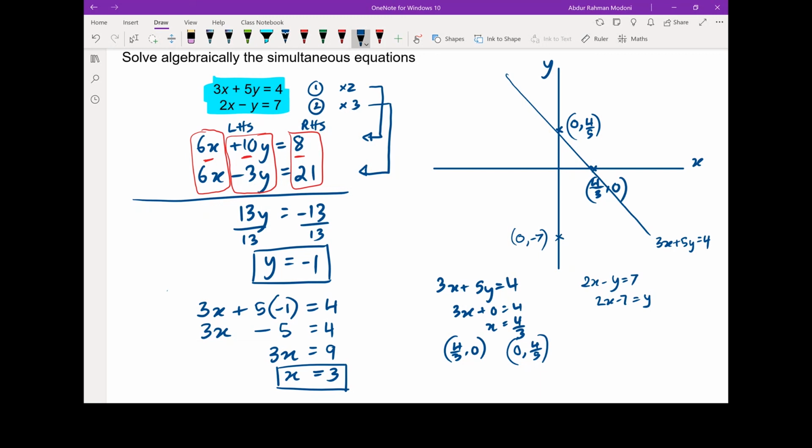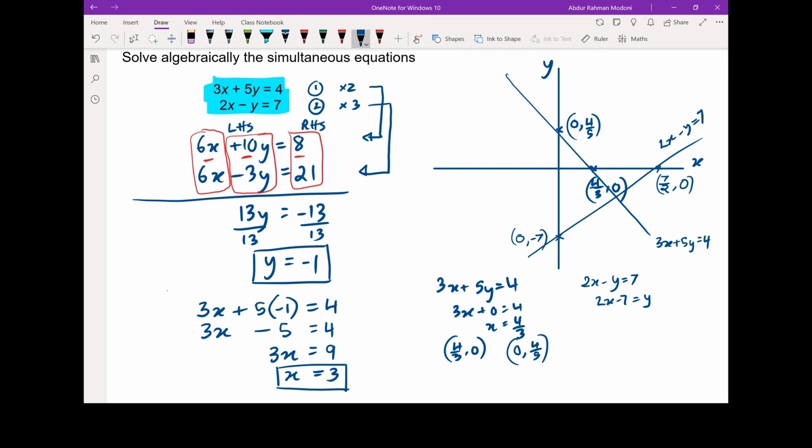And we can find out where it crosses the x-axis by setting y to 0, and that's 7 over 2, somewhere along here. So now that I have my two coordinates, again, I can do a similar thing. I can join them up using a straight line. And there I have my straight line, which is for the equation 2x minus y equals 7.